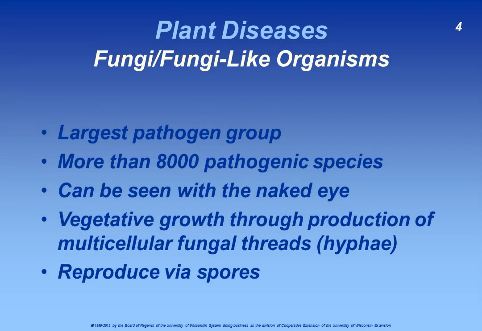The largest group of plant pathogens are the fungi and fungi-like organisms. The fungi-like organisms were originally classified as fungi, but have subsequently been broken out into their own group, and we usually refer to these informally as water molds. Again, this is the largest group of plant pathogens. There are roughly 8,000 different organisms in this particular group that can cause disease.